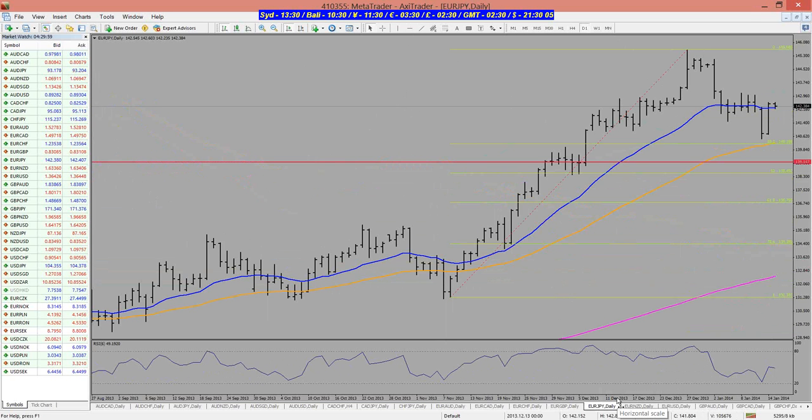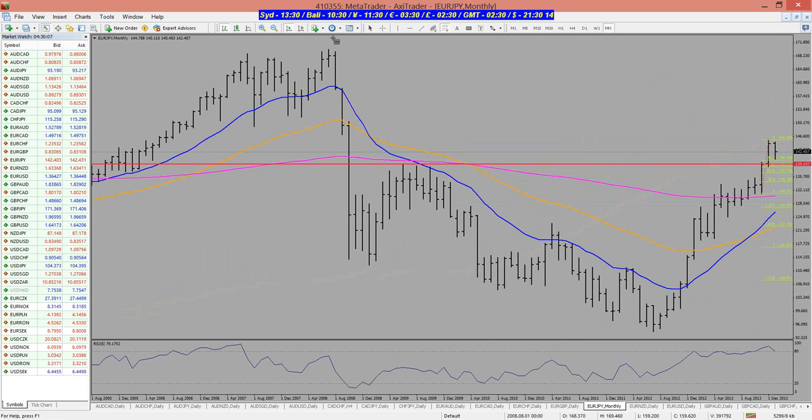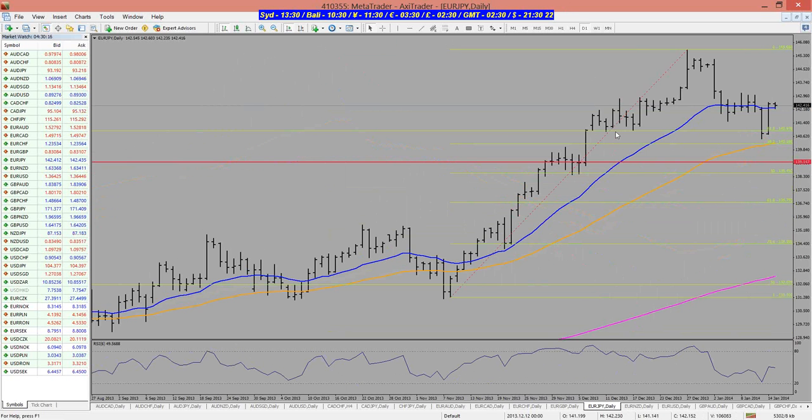Euro yen. Went through this. If we get a look at this monthly fib, that's a brilliant monthly fib. You can see it broke through this and it's now support. That's a 61.8.